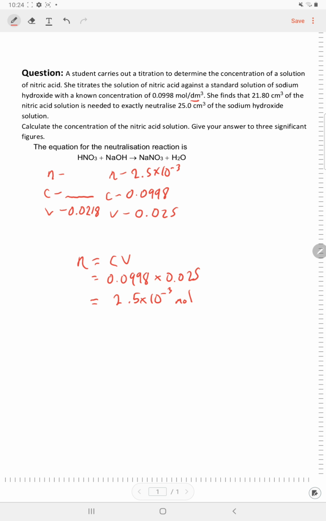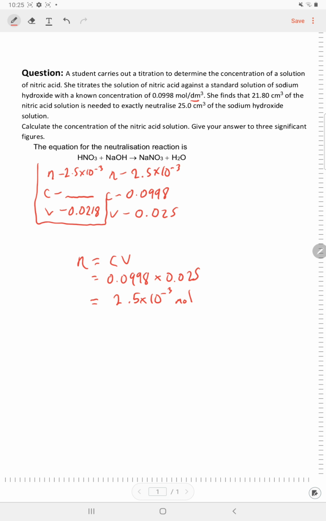Now, if you look at the coefficients, the numbers, there's an imaginary 1 here, and there's an imaginary 1 here. We don't draw them in chemistry, we don't put the ones in, but they are there. So that means that the sodium hydroxide and the nitric acid react in a 1-to-1 ratio. So we've also got 2.5 times 10 to the minus 3 moles of acid.